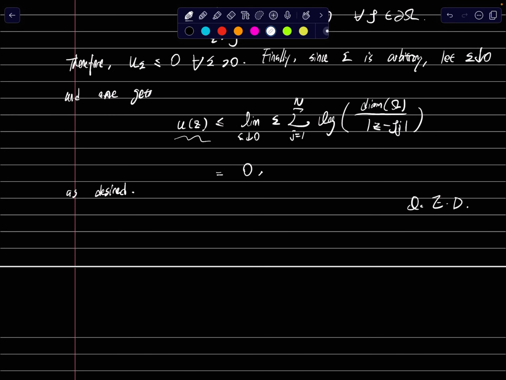Okay, so this summarizes the first part of this section 1.1. And in the next part, we're going to extend our definition of harmonic function to the unit disk.